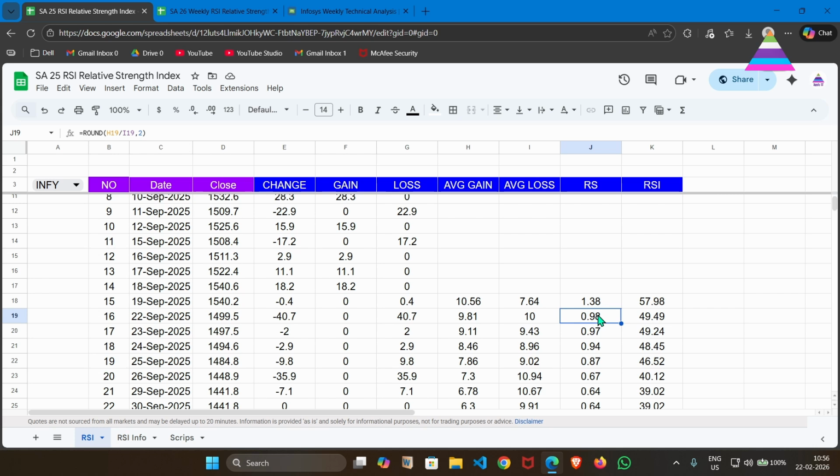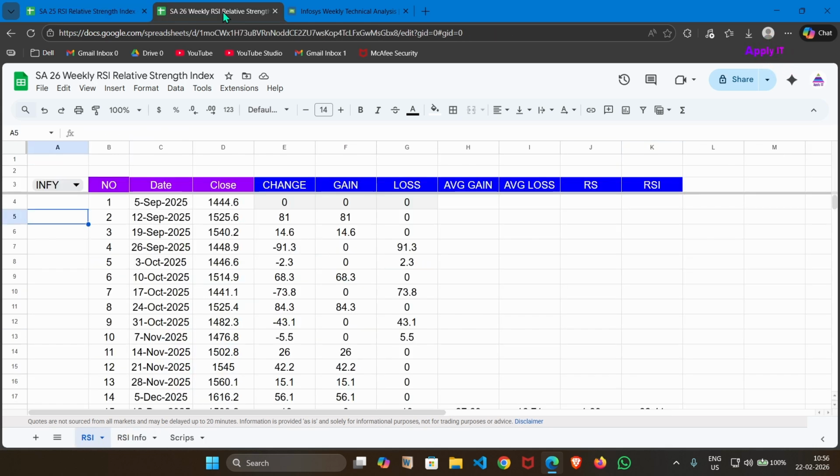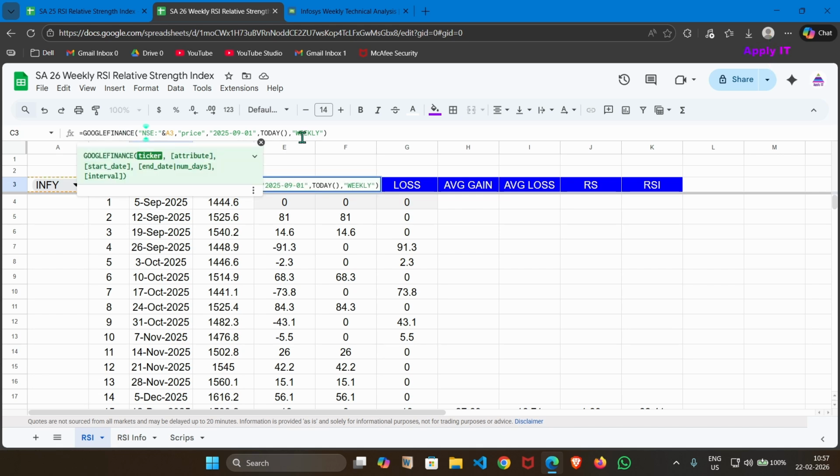Then for subsequent RS value and RSI value, we use this formula. For calculating weekly RSI, the formula will be almost similar. Instead of considering 14 daily closing prices, we are going to consider 14 weekly closing prices. The formula is essentially the same that we use for daily RSI calculation. The only change that we make is here in the last parameter, we specify interval as weekly.